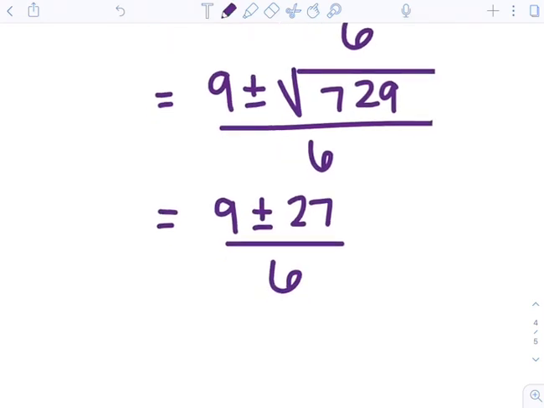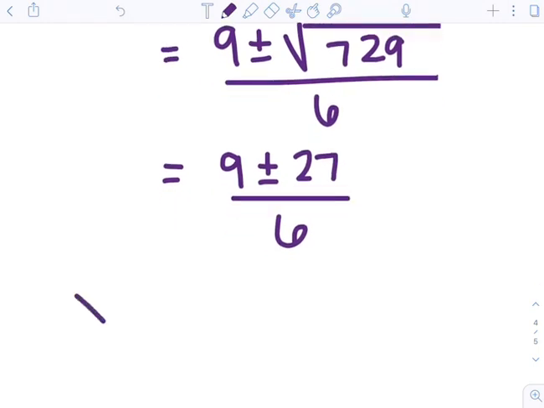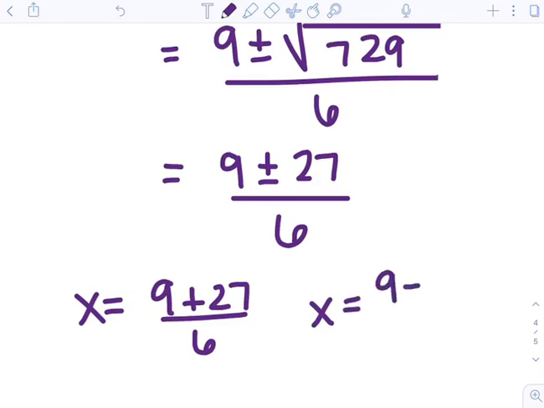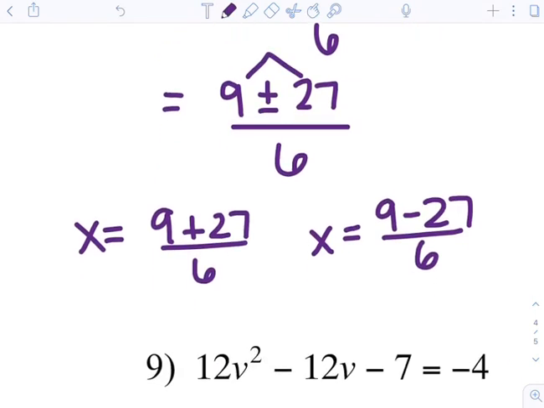Now, 9 and 27 could be added and subtracted together, right? Those are like terms. So to get your two answers, I have to split this up into an addition and subtraction. So I have to do 9 plus 27 over 6, and then I have to do 9 minus 27 over 6. So if you can combine these two things, you have to set it up into two separate answers and combine, one plus, one minus. So when I combine 9 plus 27, I get 36 over 6.